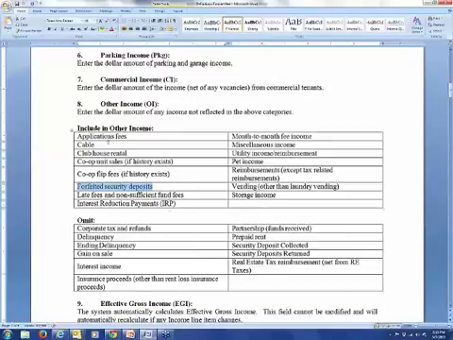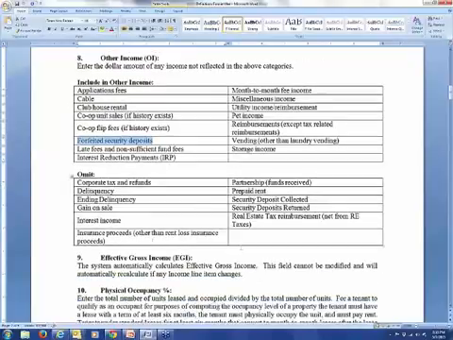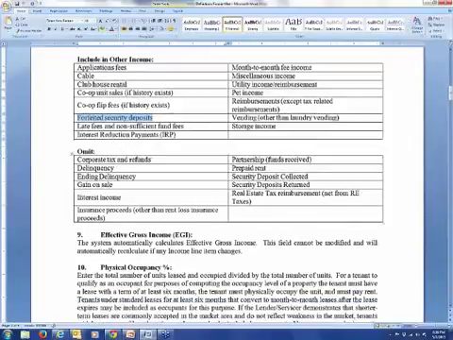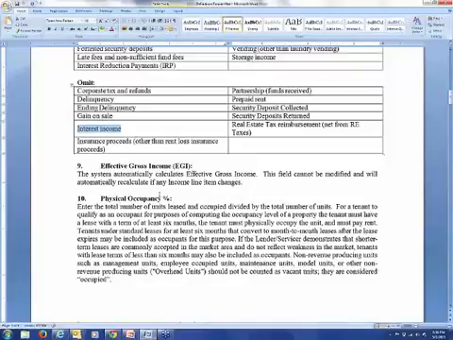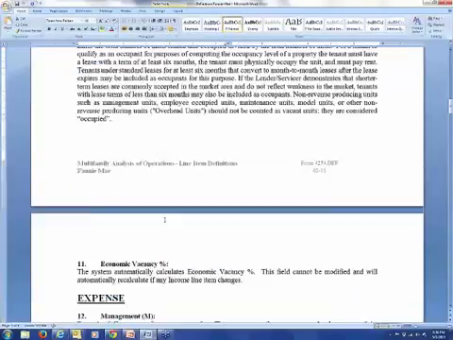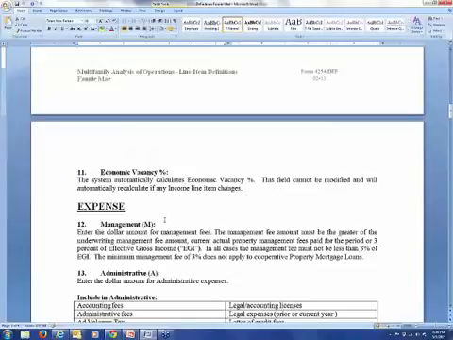So there are other incomes, a whole category of other incomes. Here are the incomes that you do not want to include in there. Interest income, that's real income, but that would never show up in a net operating income calculation. All right. Effective gross income, the physical occupancy, economic vacancy, it lays it all out here.